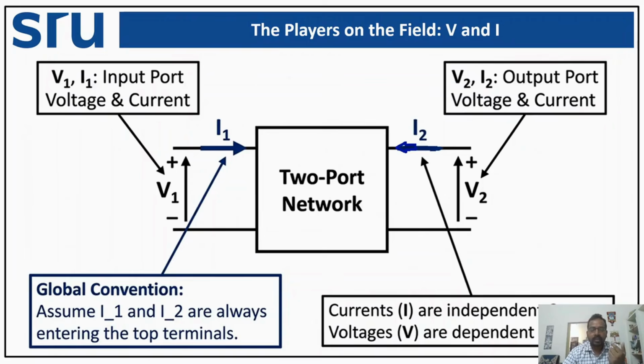So we engineers have developed 6 different parameter models, such as the impedance parameters, admittance parameters, hybrid parameters, inverse hybrid parameters, transmission parameters, and the inverse transmission parameters. In today's lecture, we will primarily focus on the impedance parameter model, also known as the Z-parameter model. This model provides a systematic way to express the relationship between the port voltages and currents.